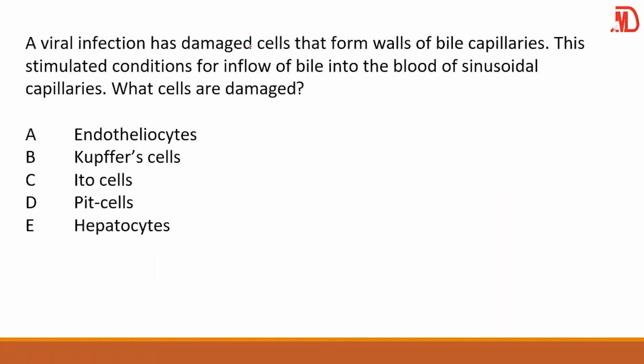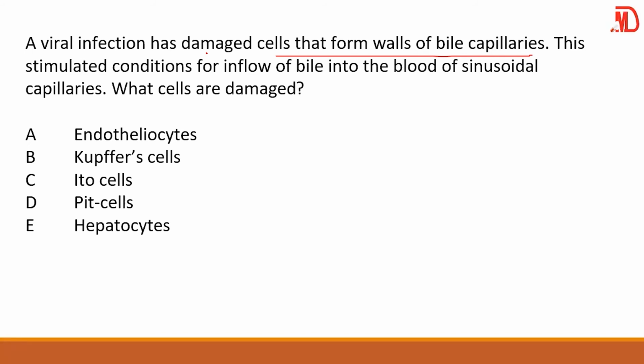A viral infection has damaged cells that form the walls of bile capillaries. Where is bile produced? Bile is produced inside the liver and stored inside the gallbladder, isn't it? Produced by the liver, stored inside the gallbladder. So again, they said there's an infection that has caused damage to the cells that form the wall of the bile capillaries. They stimulate the condition of an inflow of bile into the blood of the sinusoidal capillaries. What cells are being damaged?